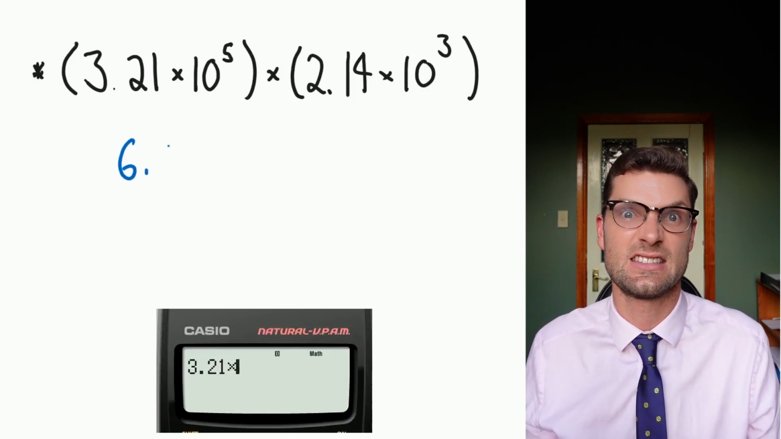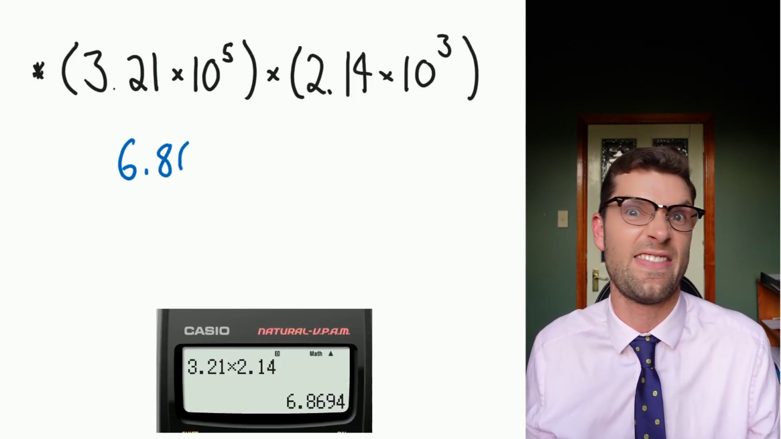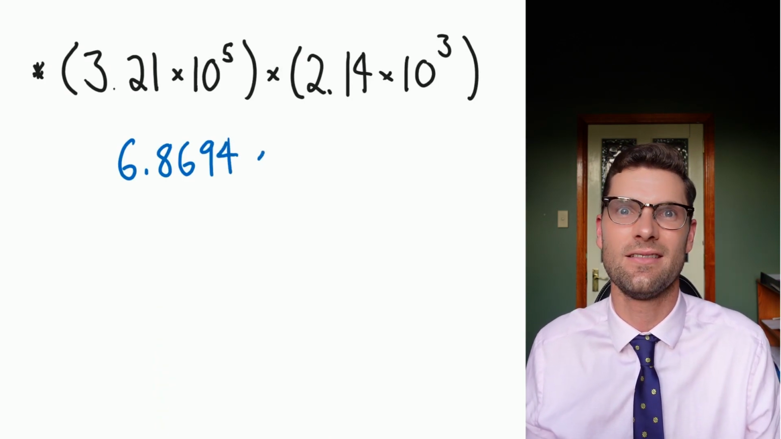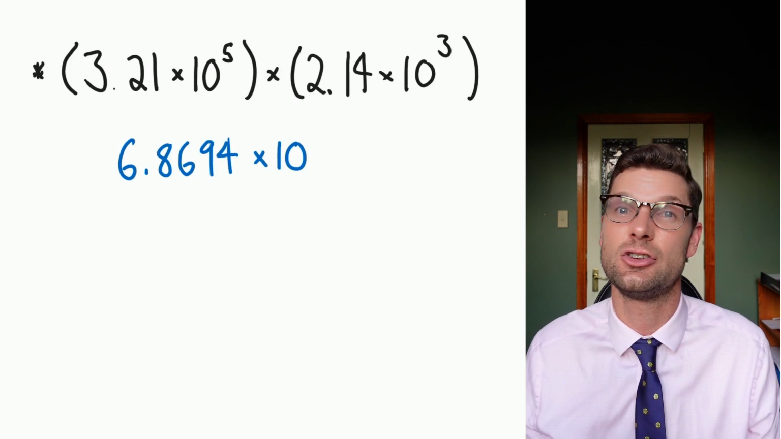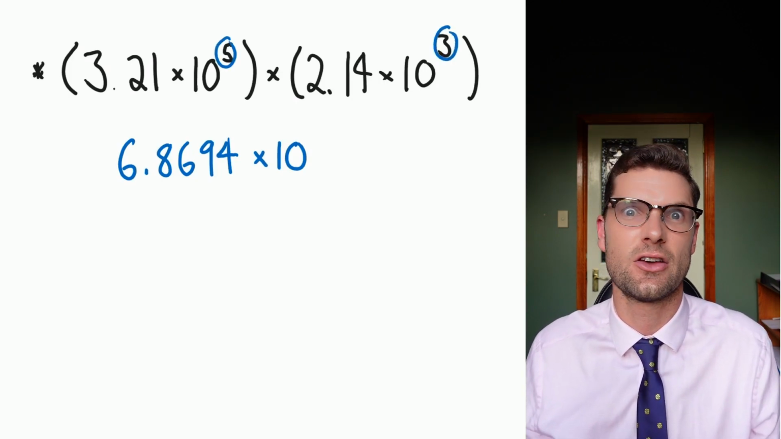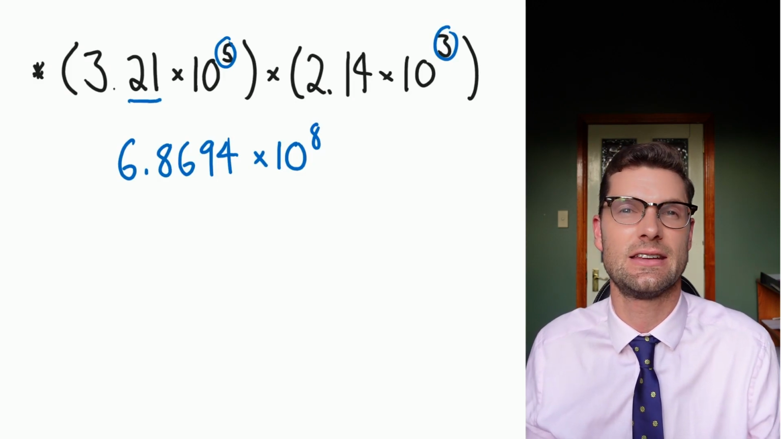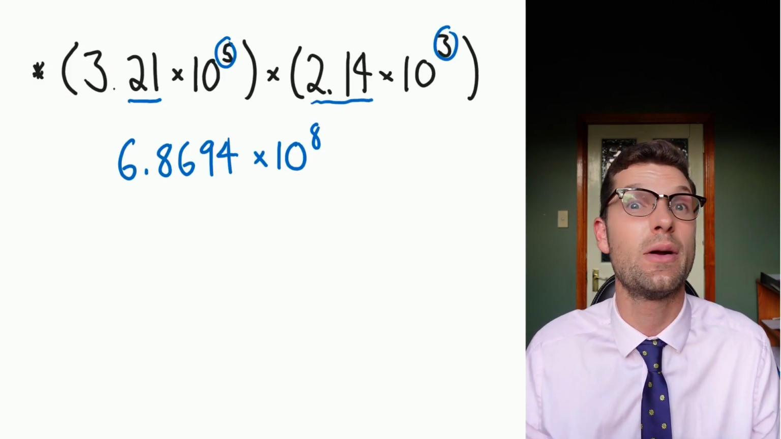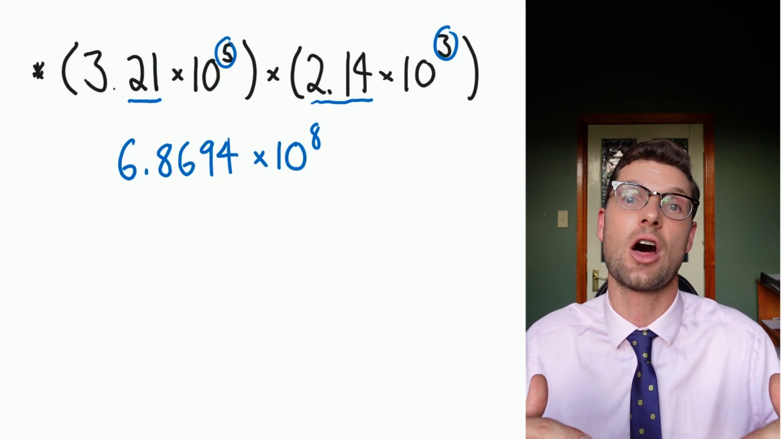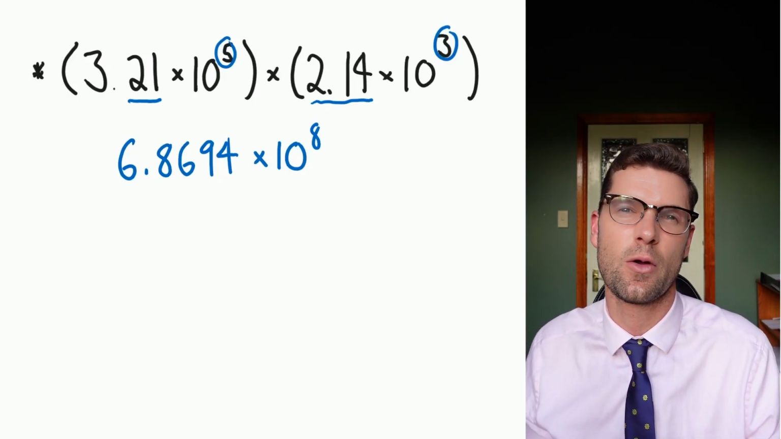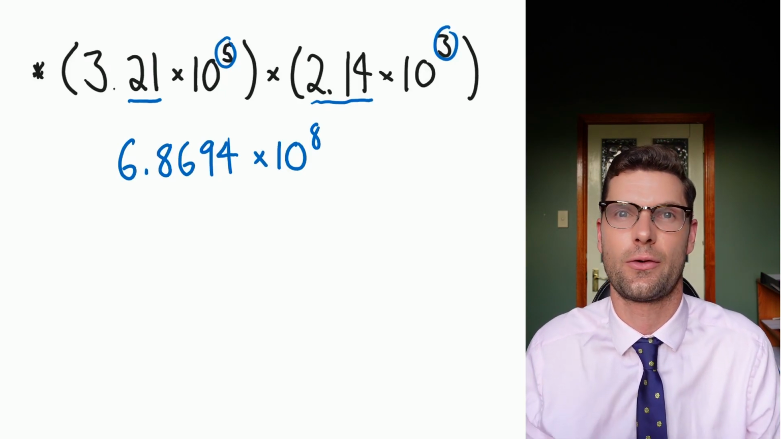So the first thing we've got to do is multiply these two numbers. This just becomes 6.8694, and that's all we've got to do for that step. Then we know we've got times 10, and all we need to do is add the two powers. I've got 5 and 3, so this becomes 10 to the power of 8. With these questions, it'll probably tell you how many significant figures to round that first bit to, but if it doesn't, just do what is the highest one in the question. These are all to 3 significant figures, so we've got to make sure our answer is also to 3 significant figures.